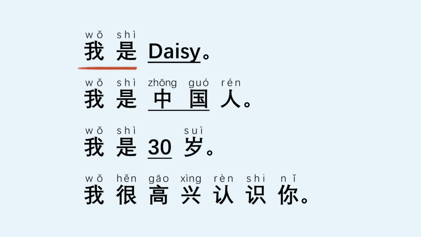我是 Daisy. I am Daisy. 我是中国人. I am Chinese. 我是30岁. I am 30 years old. 我很高兴认识你. I'm very happy to know you.